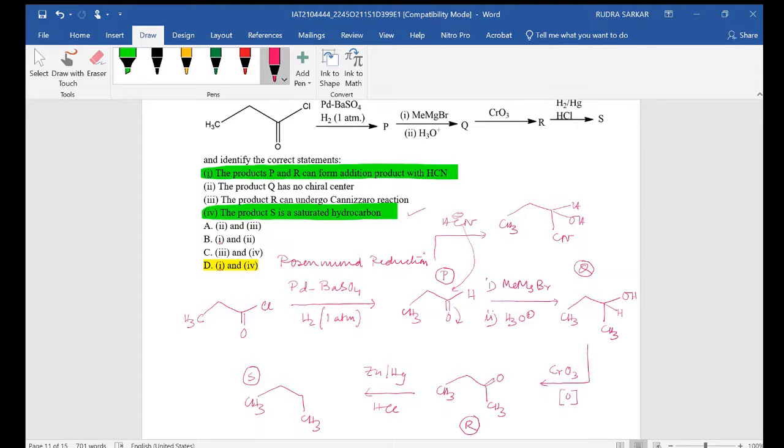So we will say 1 and 4 is true. Option 2 says the product Q has no chiral center. Actually, that is not true, because it does have a chiral center. This is the chiral center, having a CH3, a H, a OH, and then this is the Et. So there are 4 different groups, and that is the reason why we will say that this particular center is a chiral center. So this particular statement we will say is wrong. This one is wrong, and these are all correct.